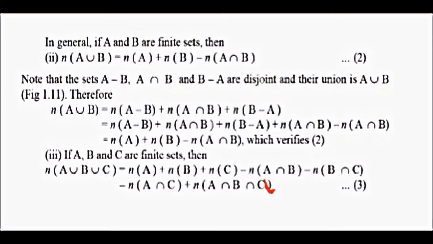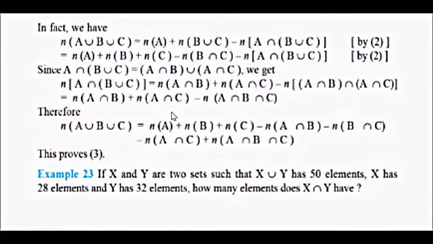This we extend to three sets, A union B union C. If we want to find out the number of elements in A union B union C, that will be n(A) plus n(B) plus n(C), and we will subtract n(A intersection B), n(B intersection C), and n(A intersection C). Meanwhile, we have subtracted the elements which are common to all three too many times, so we need to add this also. By doing this, we have subtracted A intersection B intersection C, so we will add this. This formula you have to learn by heart, and this is the explanation.